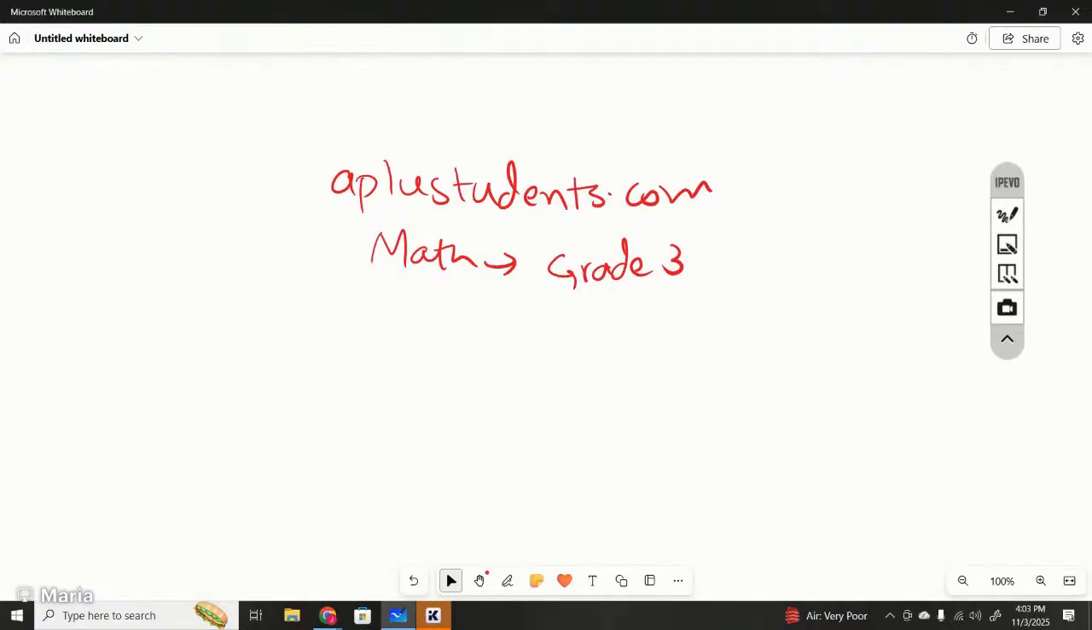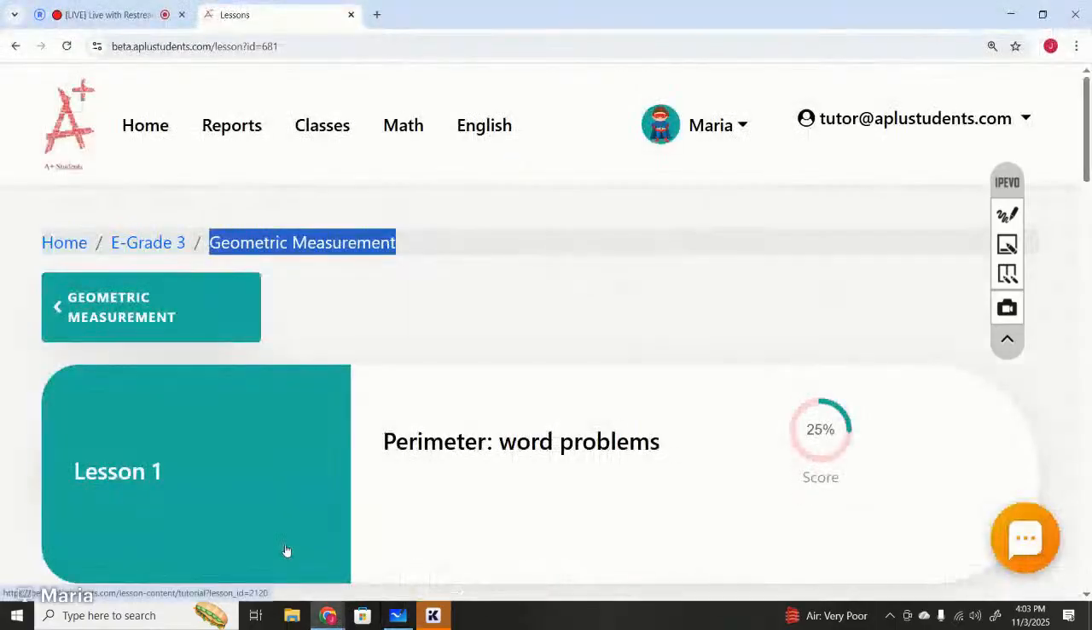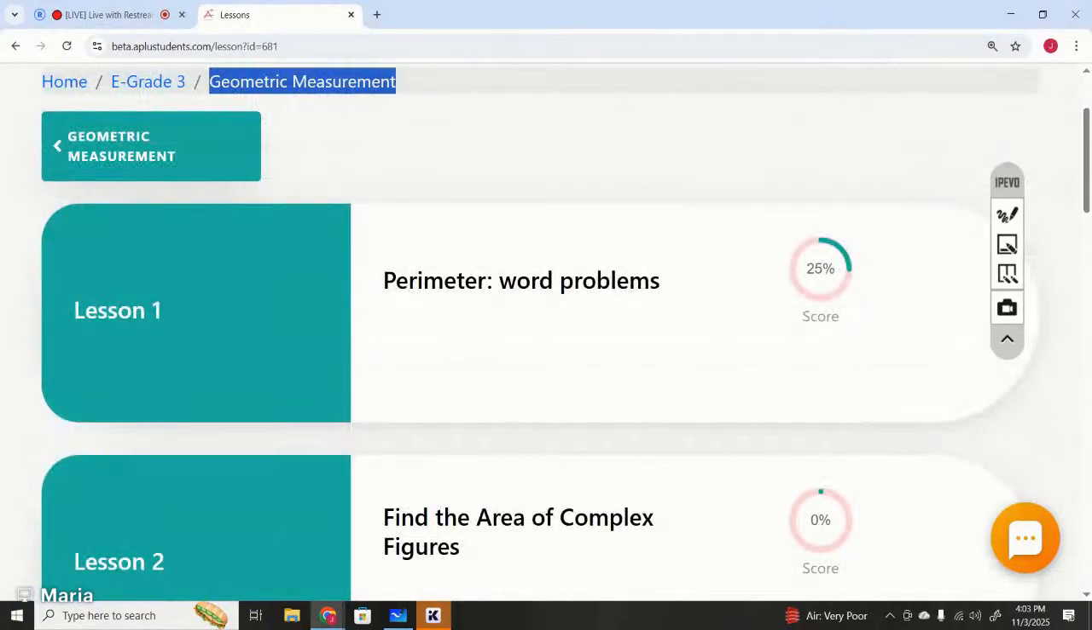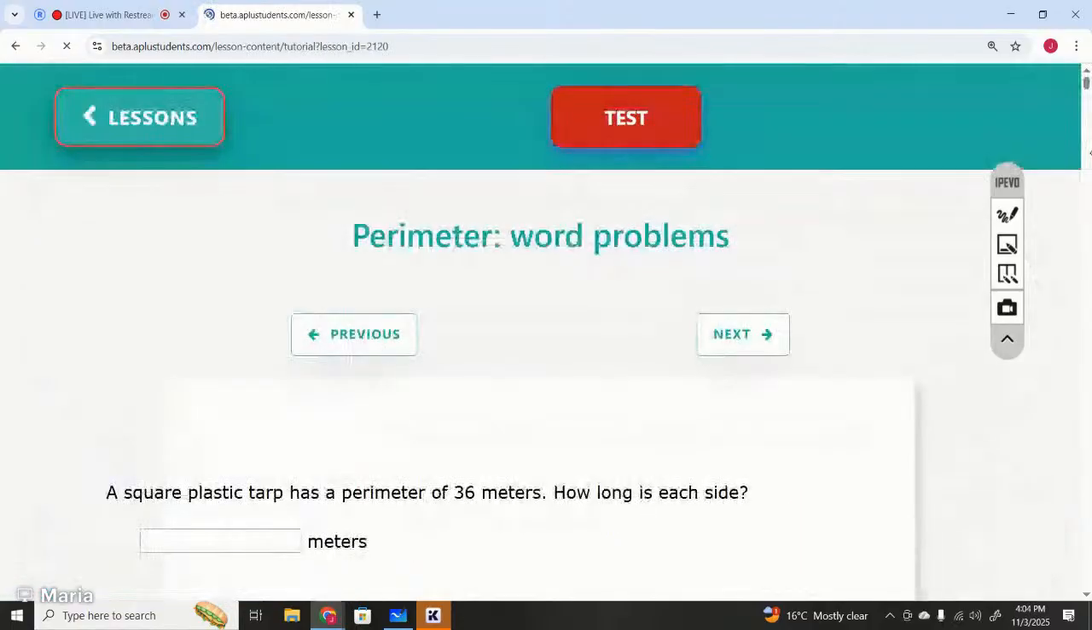We're going to start with the chapter geometric measurement. So please make sure you have your notebook and pencil so that you can note down the important examples and definitions as well. Here I am on the chapter. Perimeter word problems. Let's just start with the lesson.